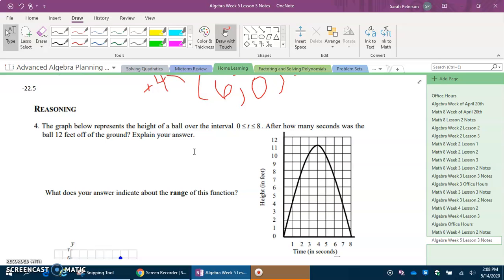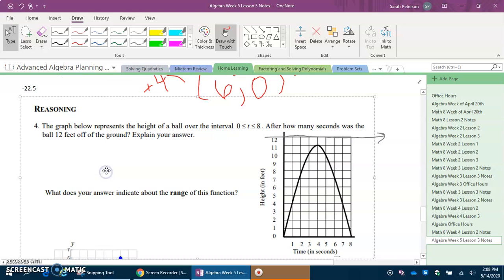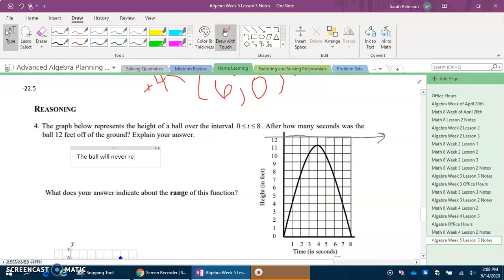So this is just looking at the graph. I'm going to look for 12 feet. 12 feet is, let's see, it's going to be 1, 2, 3, 4, 5, 6, 7, 8, 9, 10, 11, 12. So 12 is all the way at the top. And if you see, that is not in our range at all because my graph only goes up to 11. So I can actually type in here, the ball will never reach 12 feet because it is not in the range of the function.